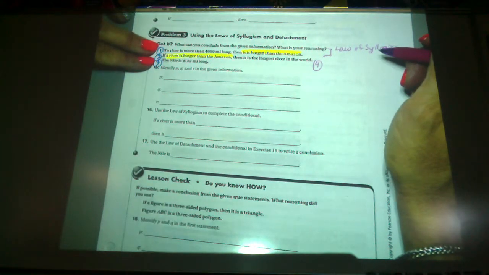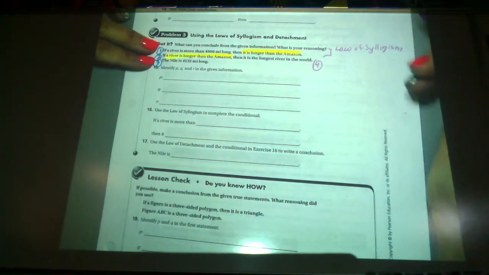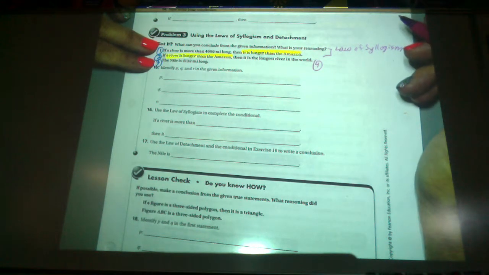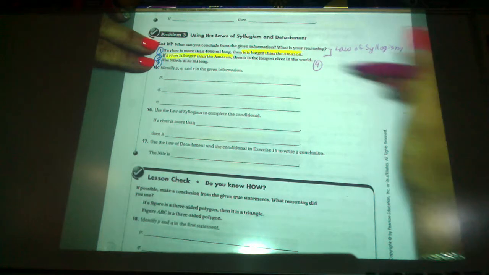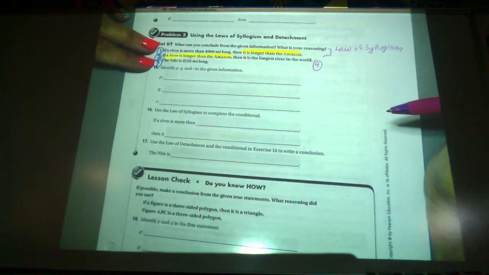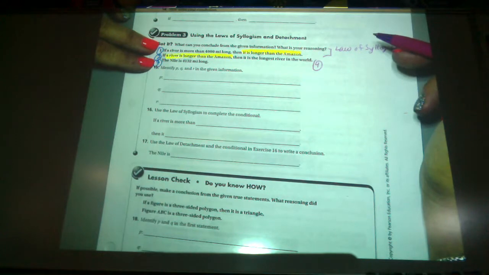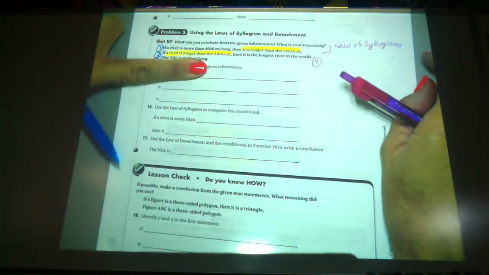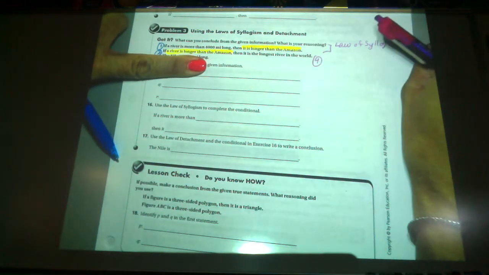In the first 2 statements, if a river is more than 4,000 miles long, then it's longer than the Amazon. If a river is longer than the Amazon, then it is the longest river in the world. So what's our statement that we're using to conclude here? Eric? You're going to tell me what this fourth statement is. Not yet. So I want to use these two statements only. We're not looking at that one yet. We don't know about the Nile. So using those two statements only.